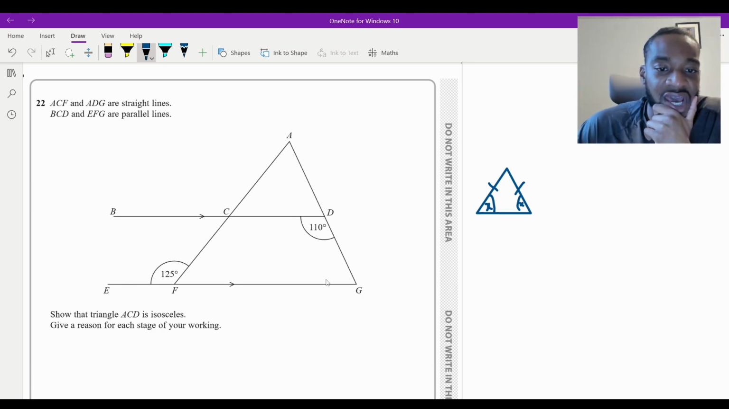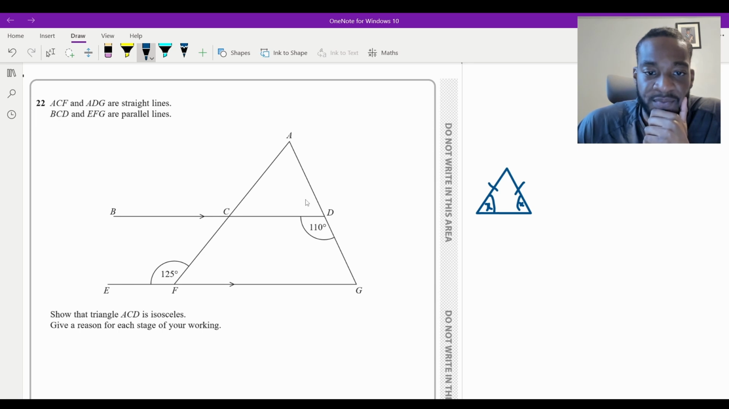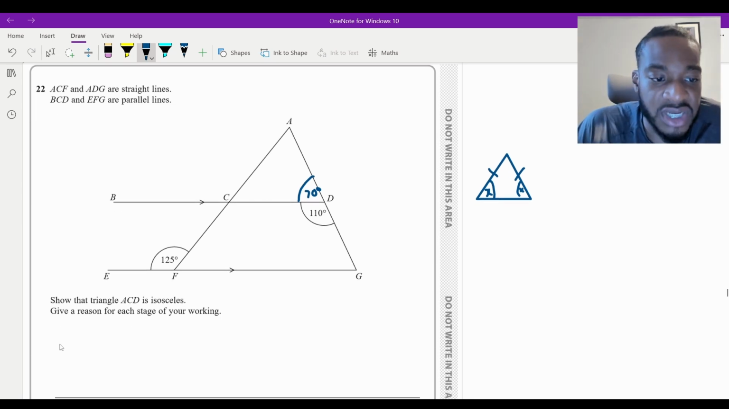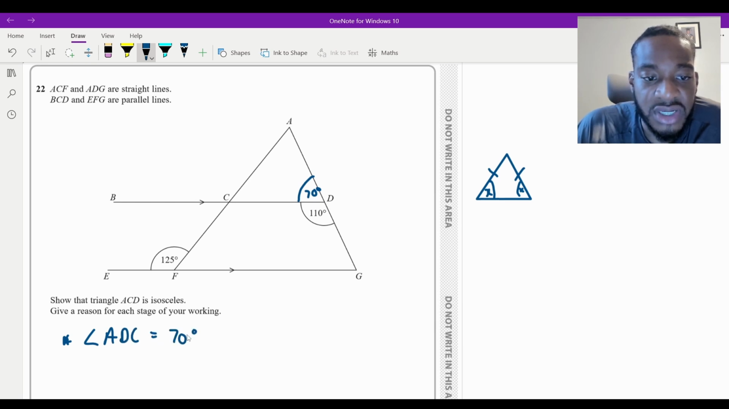So firstly, straight away, I've got a straight line here, and that means that I can work out what this angle is here, isn't it? We know that angles in a straight line add up to 180. So if this is 110, then this angle is going to be 180 take away 110, which is 70 degrees. Remember, it says you need to give a reason for each stage of your working. So the first statement I'm going to say is angle ADC is equal to 70 degrees as angles on a straight line add to 180.